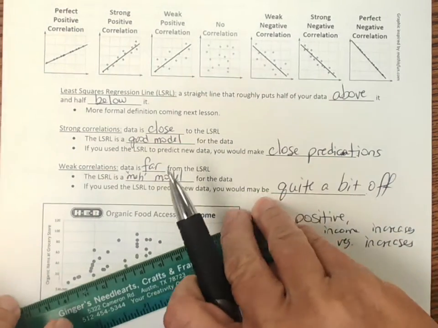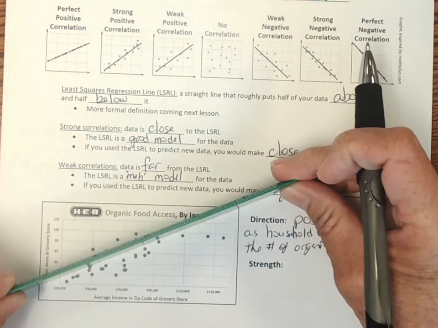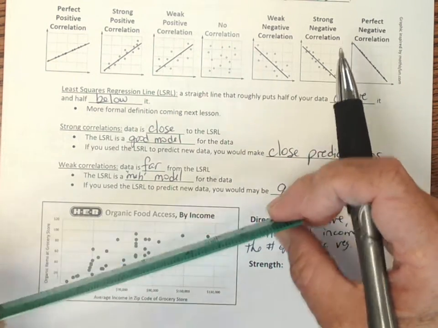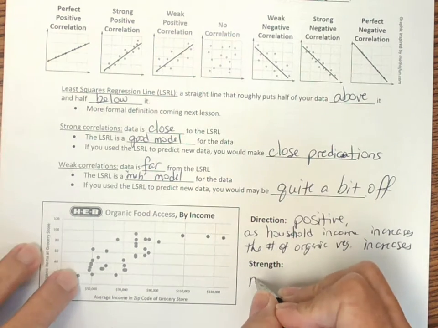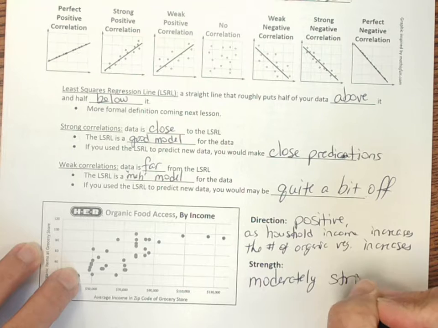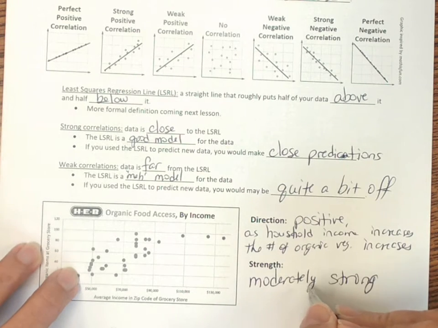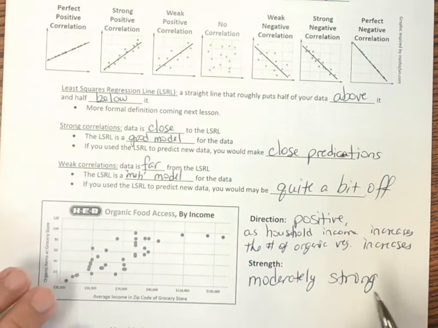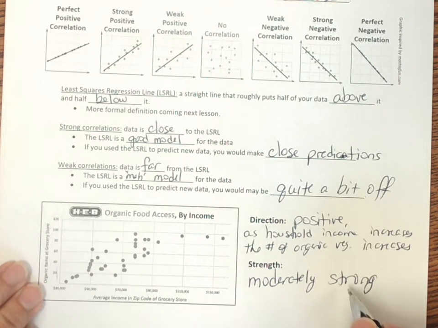I could, it's probably easier if I do it like this. I'd say it's moderately strong in terms of the strength, so moderately strong. And notice we are using that "ly" word again to modify our adjective here, moderately strong. We're not committing completely here. We're just saying it's moderate.